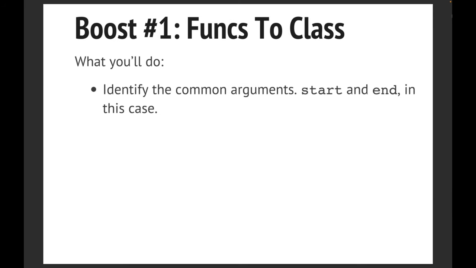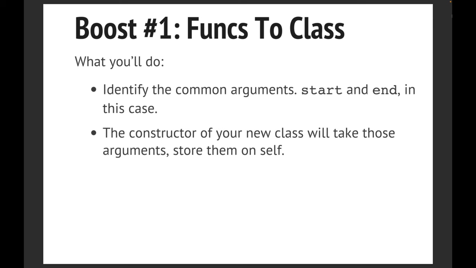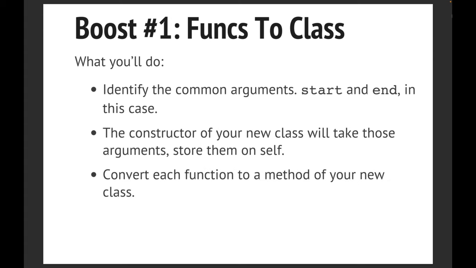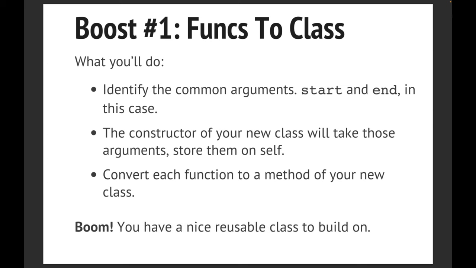Here's the procedure. First, identify the common argument, or arguments. Most of the time, you'll just have one. But in this case, we have two arguments in common, start and end. Next, you create a class and give it a constructor that takes those arguments. And in the constructor, just store them on self. Then you go through each function, one at a time, and you just convert it to a method. I'll show you how to do that in a second. But that's it. Once you've done this, you have a rock-solid class you can immediately start building on.